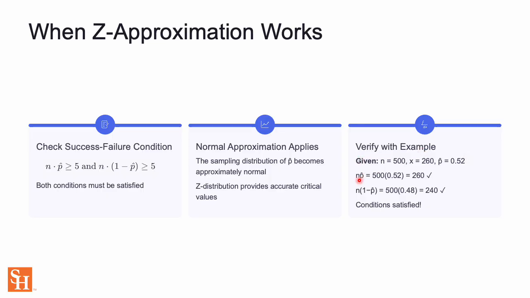So the condition is n times p has to be greater than 5, right? Here n was 500 and p was 0.52. Therefore n times p is 260, which is greater than 5, right? And n times 1 minus p hat is 240, which is also greater than 5. Therefore the condition is satisfied. So in this kind of situation we can use normal approximation, right?